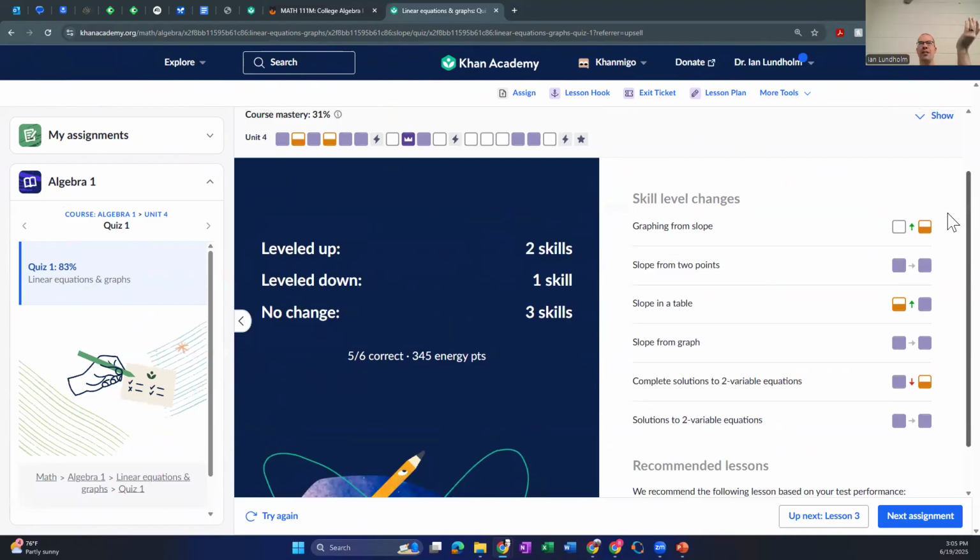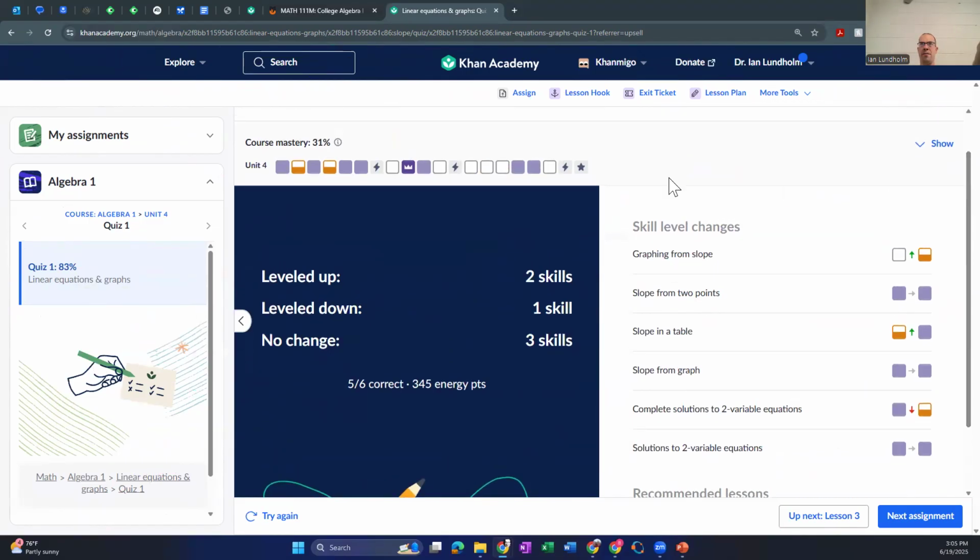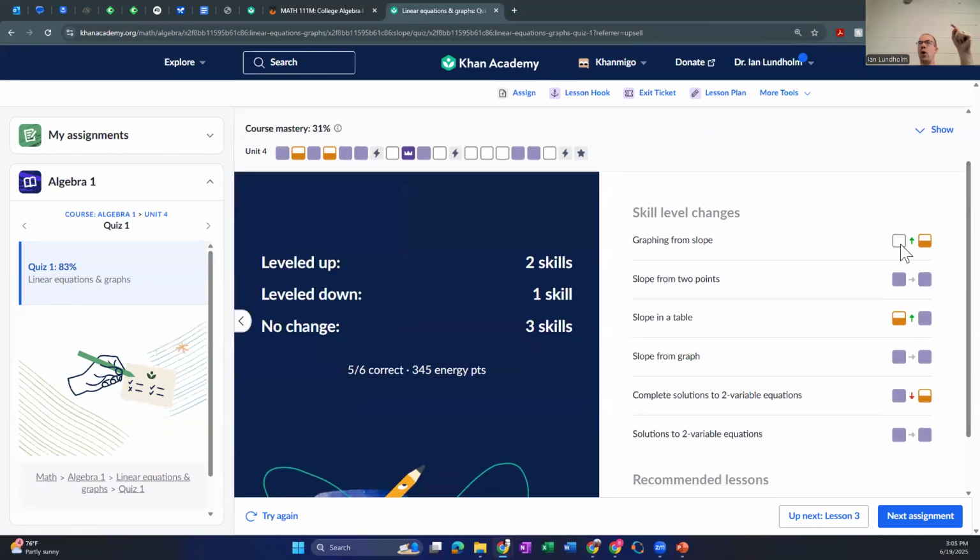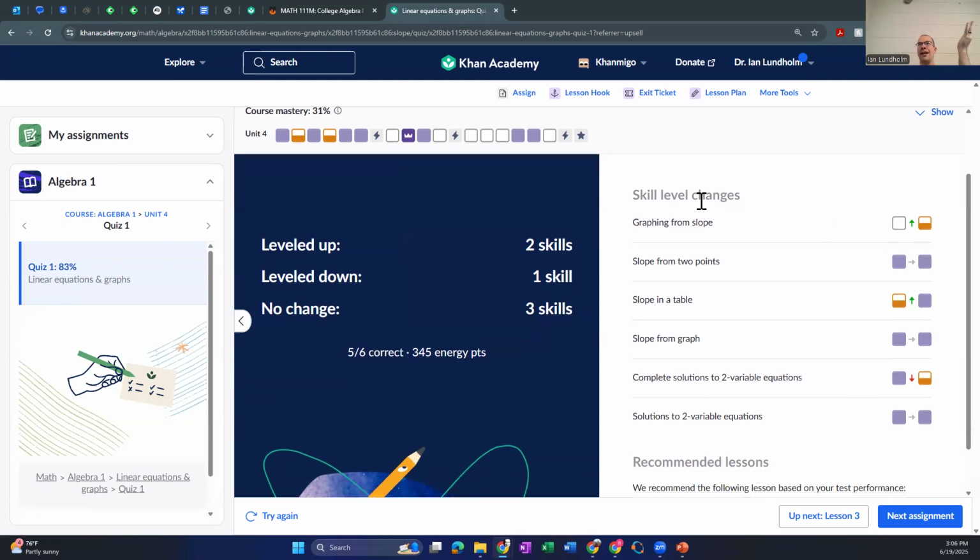But yeah, notice that since I had already done some stuff based on this first quiz, I had one skill that moved from not attempted up to attempted. So that's a 50% mastery of that. That stayed the same. This went up a little bit. This one actually went down because I got that question wrong. But okay, what I want you to notice is that this quiz covered one, two, three, four, five, six different skills worth of material.